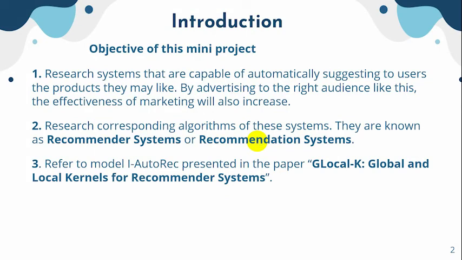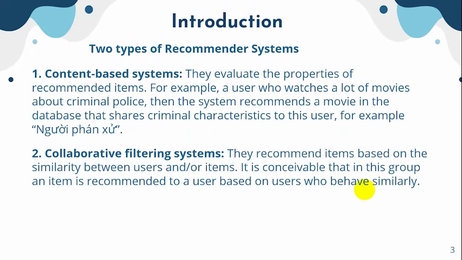The mini project's objective is to research three models. The first one is content-based recommendation. The second one is collaborative filtering recommender system. And the final one is the I-Autorec model, from the paper on Local-K for recommender systems. The three models solve a problem where the input is user, item, and available ratings, and the output is the missing rating. Now I will talk about some general features of each model.